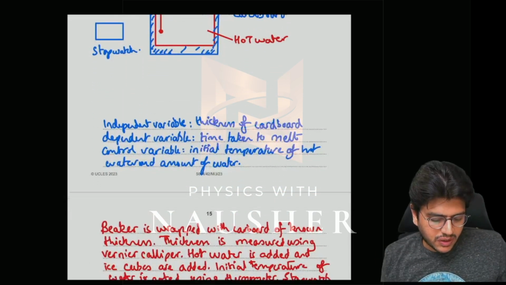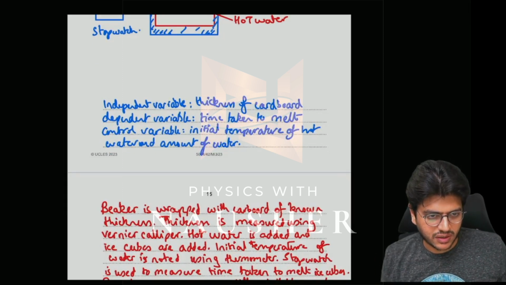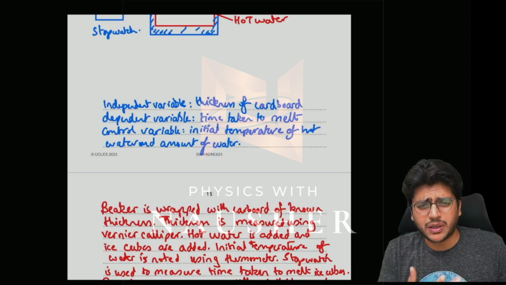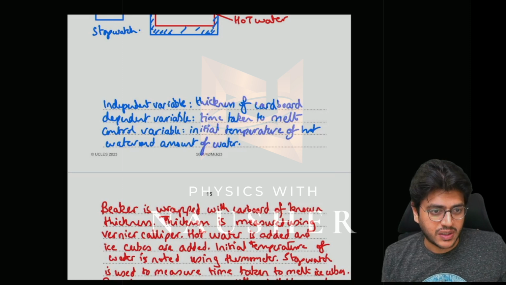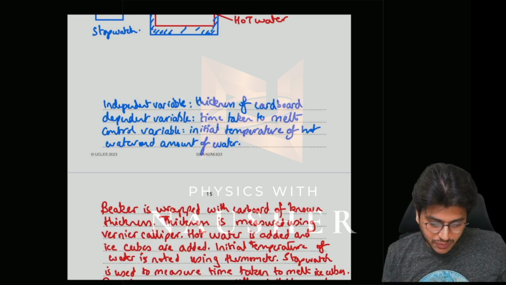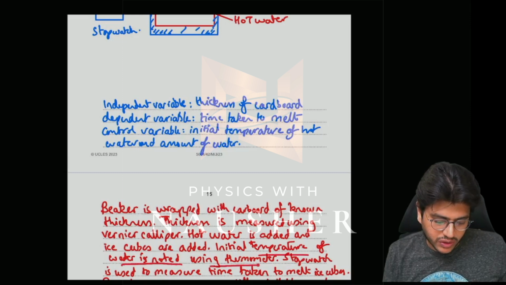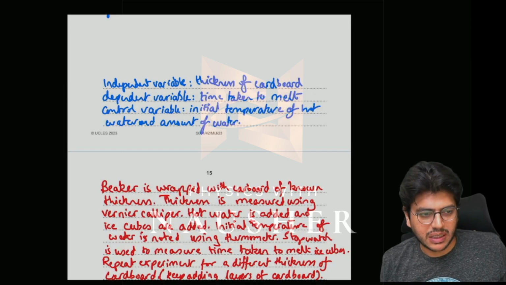The amount of water is also important. Now, the beaker is wrapped. What is the process? Beaker is wrapped with cardboard of known thickness. The thickness is measured using vernier caliper, although they've already mentioned that it's 2 millimeters, but it's still good practice to measure it yourself once. Hot water is added and ice cubes are added at the same time. The initial temperature of the water is noted using the thermometer. Stopwatch is used to measure the time taken to melt the ice cubes.